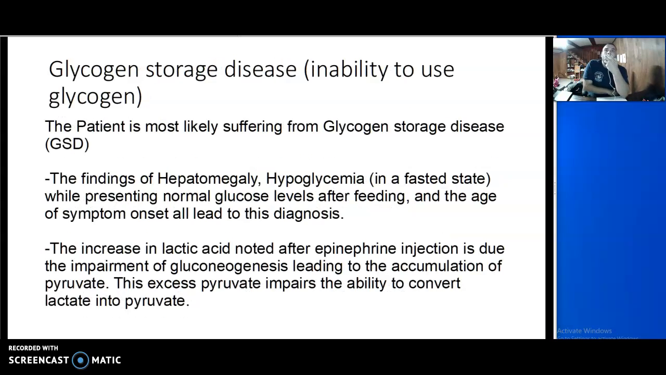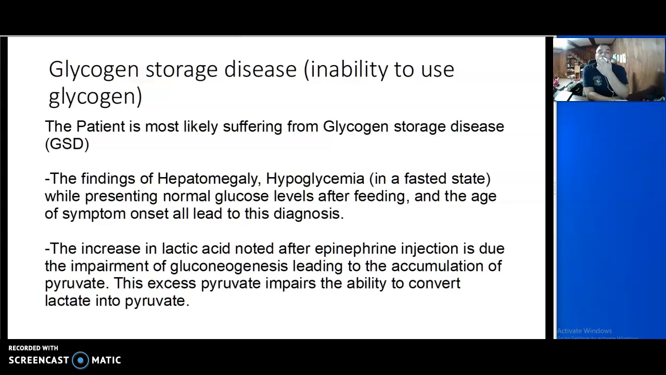So we move on to what it probably is. This is most likely a glycogen storage disease, and with the hepatomegaly and the increased lactate that is presenting, we can likely say it could be the von Gierke version, which is GSD number 1. However, it's very difficult to determine completely without a full battery of tests. The hypoglycemia in a fasted state is due to the inability to release the glucose from the glycogen stores or the inability to create glycogen stores.